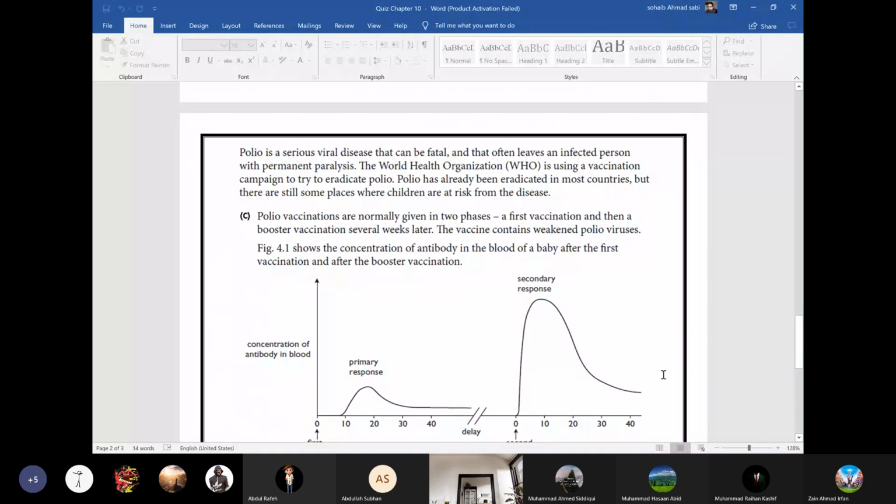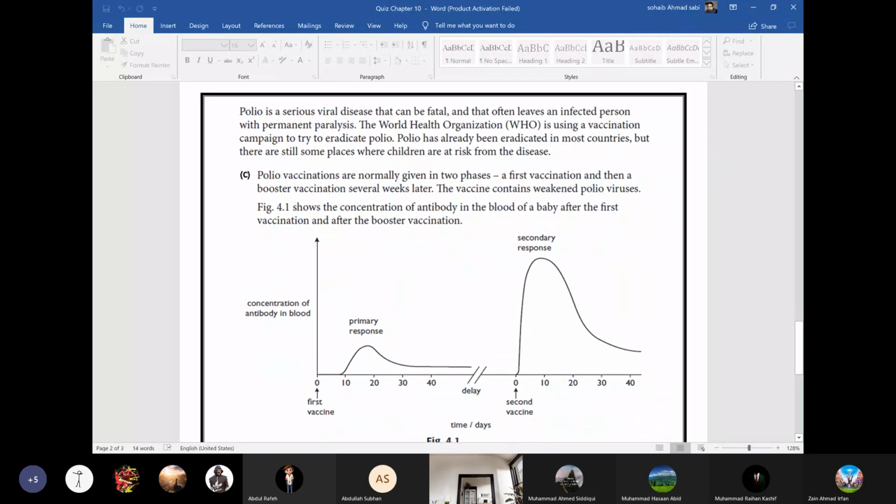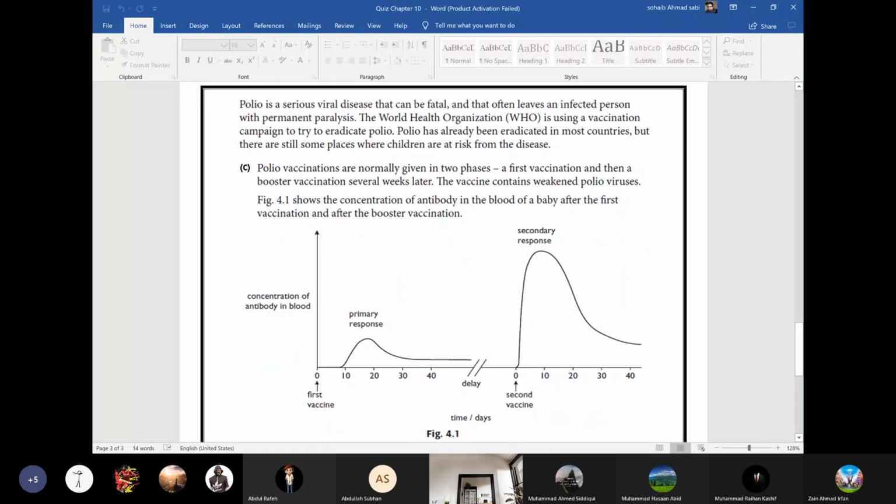Next question was, polio is a serious viral disease that can be fatal and that often leaves an infected person with permanent paralysis. The World Health Organization is using a vaccination campaign to try to eradicate polio.